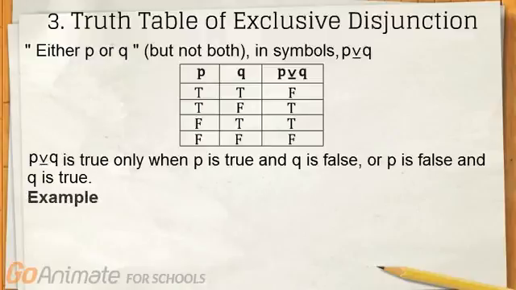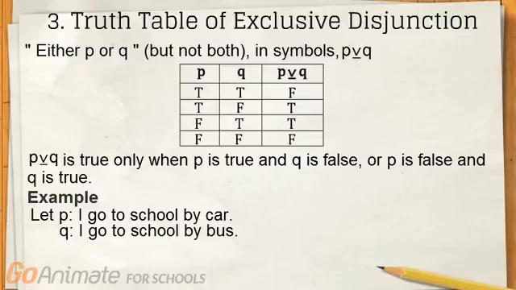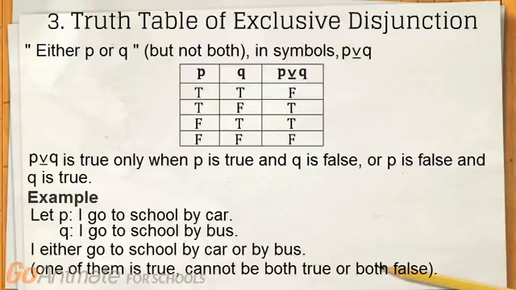Let's try an example. Let P be the statement, I go to school by car. Let Q be the statement, I go to school by bus. The statement, I either go to school by car or by bus, means that I go by car is true, or I go by bus is true. In this case, both cannot be both true, or both false.